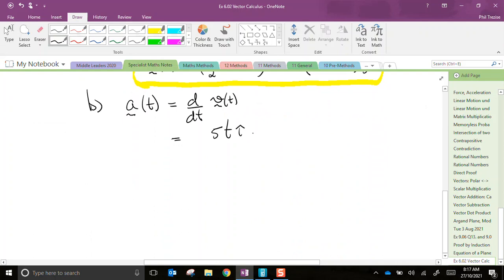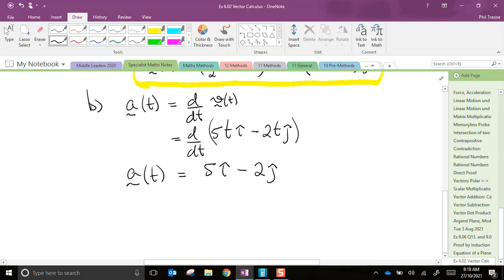5ti take 2tj. That's the velocity function. So this is still the derivative of this thing. So the derivative of 5t is 5. And the derivative of negative 2t is negative 2. Once again, our acceleration here, even though it's acceleration as a function of time, there's no t appearing in this equation, so this is a constant acceleration this time. Just like we had in the previous question. There's no value of t in the formula for acceleration.